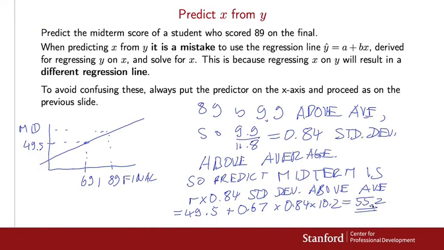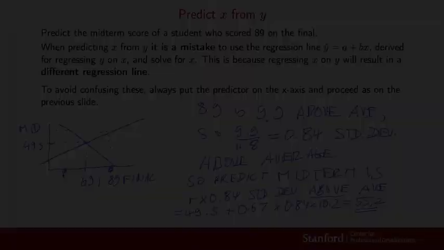Now keep in mind, if r were negative, then the line would slope downward, and then we would end up below average. So whether we predict above or below average depends on whether the correlation coefficient is positive or negative, and it also depends on whether we start out above average here or below average there. And it's best to make a picture and see which side you have to end up on.